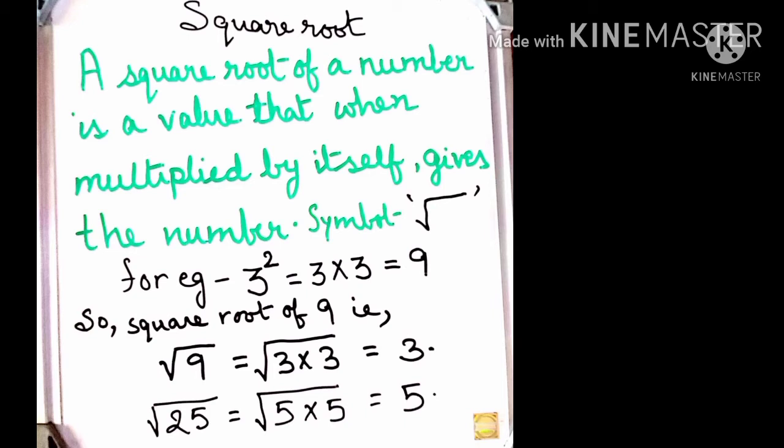For example, 3 to the power 2. That means 3 into 3, that is 9. So the square root of 9 is 3 into 3, so we will be just taking one of each pair. So the square root of 9 is 3. Similarly, the square root of 25 is the square root of 5 into 5. So taking 1, the square root of 25 is 5.